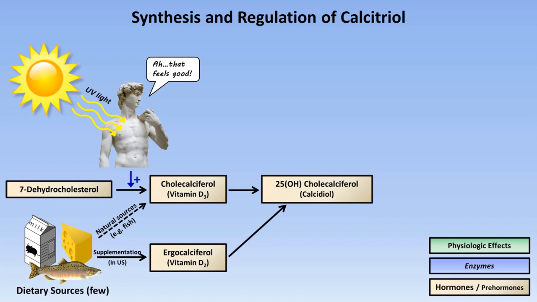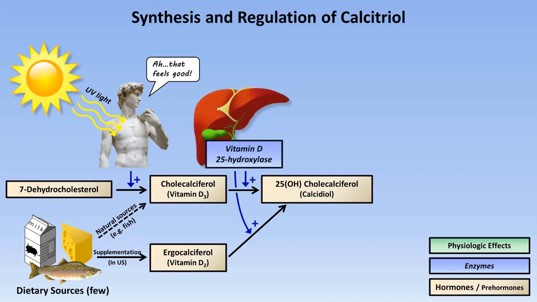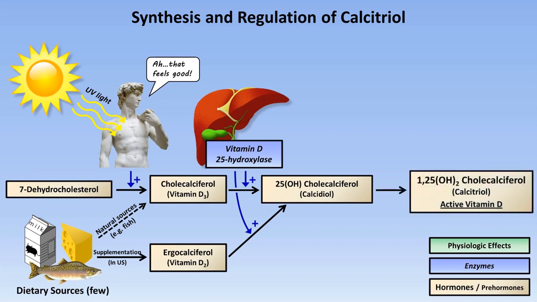I'll mention also that the conversion of vitamins D2 and D3 to calcidiol occurs in the liver with the assistance of an enzyme usually called vitamin D 25-hydroxylase, but occasionally also known as cytochrome P450-2R1. The final step in this pathway is the most important and the one that's actively regulated. This is when calcidiol is converted to 1,25-dihydroxycholecalciferol, also known as calcitriol, or active vitamin D.